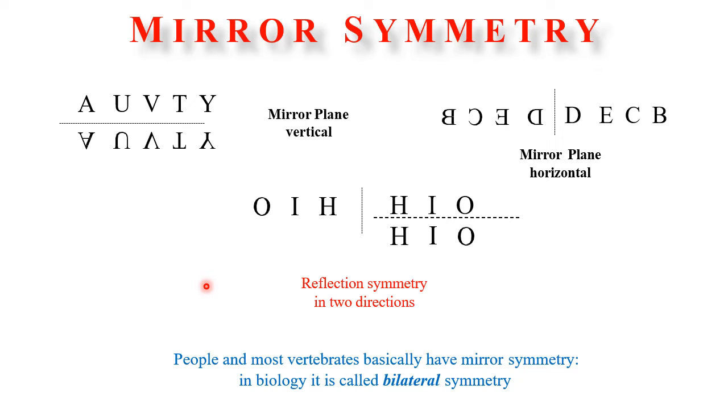Most people and vertebrates basically have mirror symmetry. In biology, most of the symmetries are bilateral symmetries. There are other possibilities of symmetry as well, like trilateral, quadrilateral, etc.